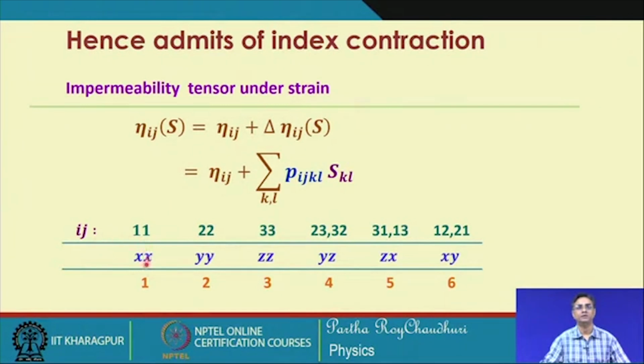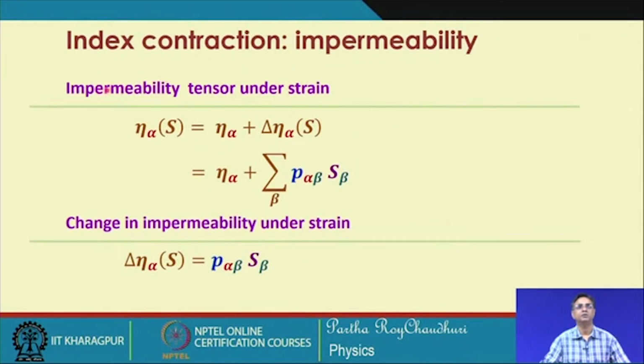11, xx equal to 12, 2. So, using this principle, we can now write this impermeability tensor with one index, that is eta alpha, and delta eta alpha, which will give me, now I have been able to contract the indices, alpha beta, S alpha beta. So, the change in impermeability, this quantity, is now delta eta alpha, and we have a convention of repeated index for summation. So, using that, this quantity we want to calculate.